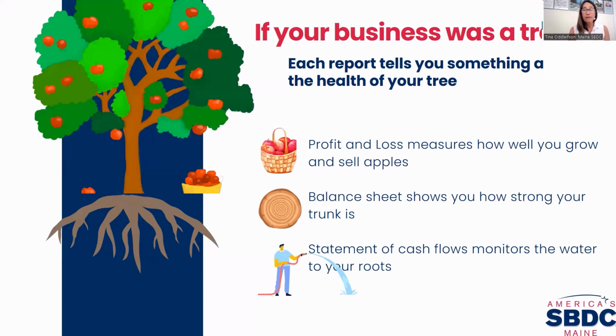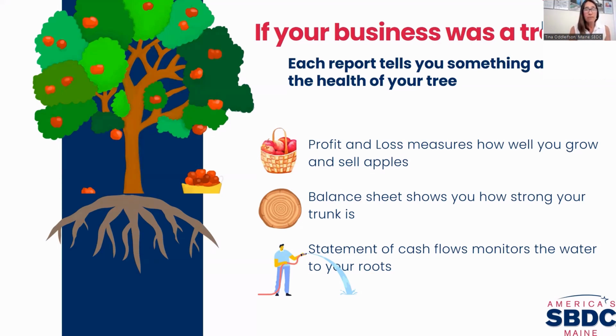So the profit and loss statement, same as the income statement, is the one that you use to take a look at how well you're doing at growing, harvesting, and selling your apples. It's the top portion of that tree. That's the one that most business owners are looking at exclusively because it's kind of easy to understand. You bring money in from sales, expenses go out, you have hopefully some profit left.